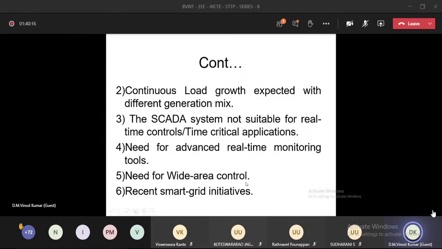And recent smart grid initiatives, that is the benchmark pilot projects in India, what we have seen, that is 14 projects in India, that also I will show.